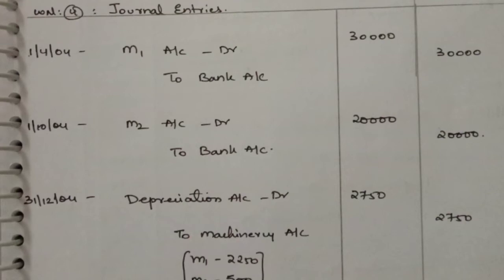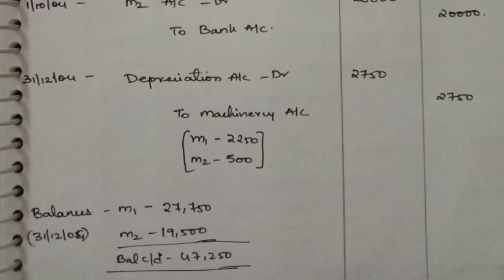So the entry would be depreciation account debit to machinery account. From the working note, in the year 2004, what are the machineries you are having? Machinery 1 and machinery 2. From the working note, see the amount of depreciation for machinery 1. For machinery 1, the depreciation is 2250 for the year 2004, and for machinery 2, the depreciation is 500. These figures I have taken from the working note for the year 2004. So 2250 plus 500, the total depreciation for the year 2004 comes to 2750.